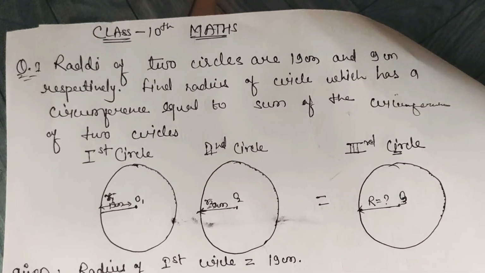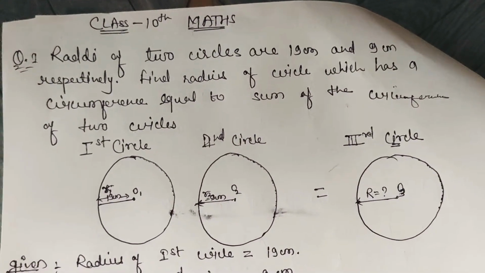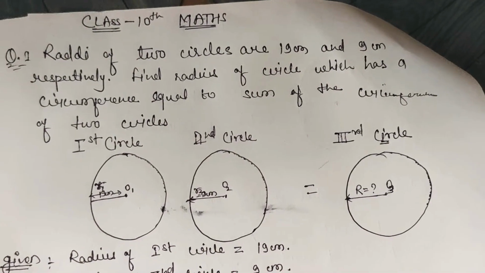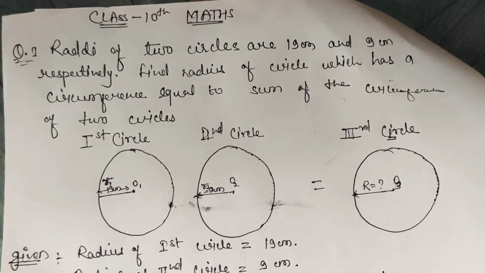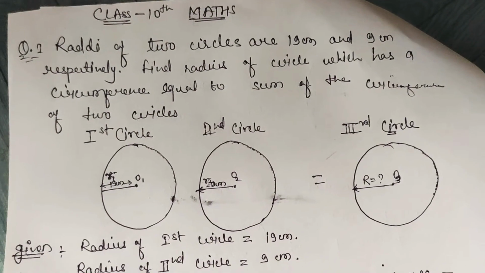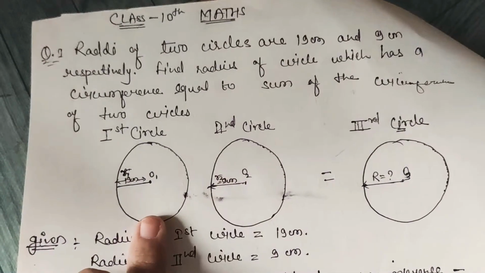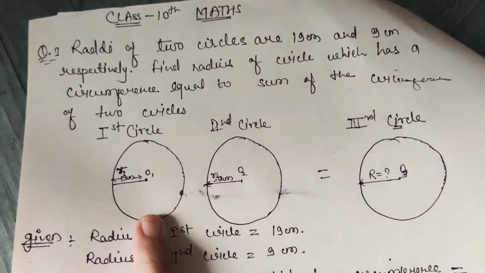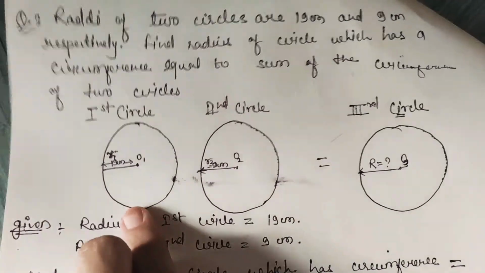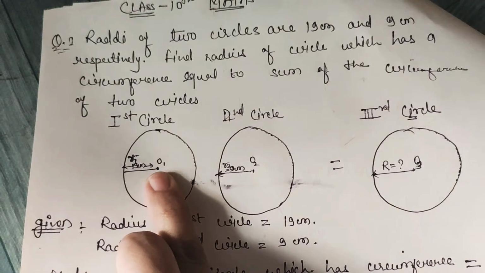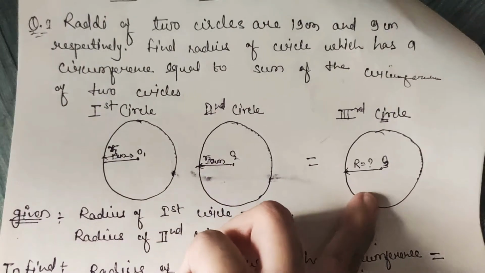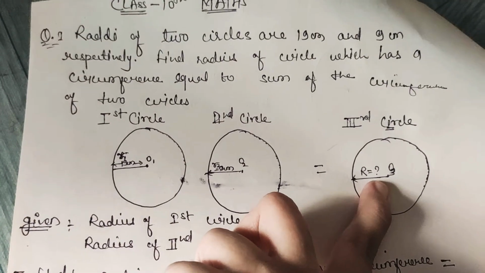Now the question is, radii of two circles are 19 cm and 9 cm respectively. Find the radius of the circle which has a circumference equal to the sum of the circumference of two circles. Now we will draw the three circles, that is first circle, second circle and third circle. In the first circle we have a center point O1, in the second circle we have a center point O2, and in the third circle we have a center point O3.